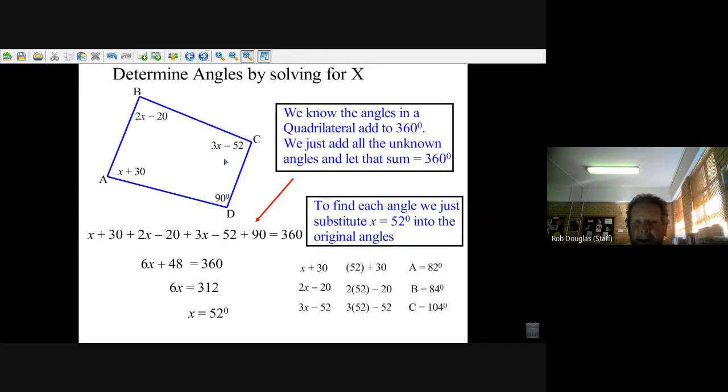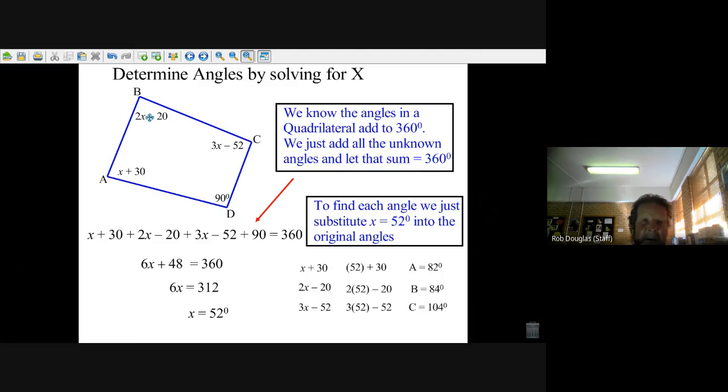Now let's just take quickly a look at a quadrilateral. Well, it's exactly the same deal. You take these 4 unknowns, and you know they all add up. A quadrilateral is made up of 2 triangles. So instead of being 180, it's 2 times 180. They all have to add up to 360.